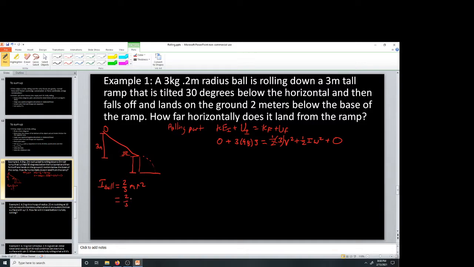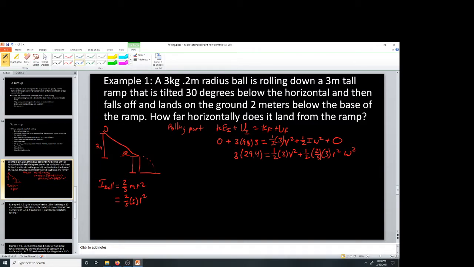This is 2/5 times the mass times 0.2. Actually, I'm going to leave this as r. You'll see in a second why. I'm going to leave it as 3 too. So I'm actually not going to multiply that out. All right, so I've got 3 times 29.4 equals 1/2 times 3 times v squared, 1/2 times 2/5 times 3 r squared omega squared.